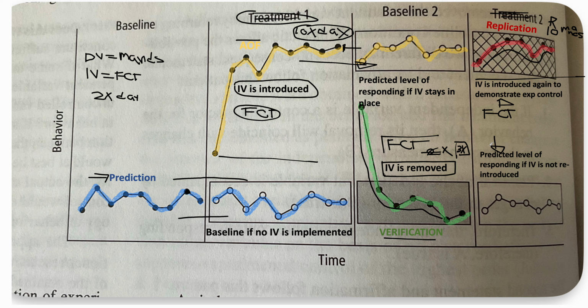And then the last thing here, this right here would be the predicted level of responding if we had just stayed here, like at the verification stage. Okay? So this is just basically like what would have happened if we had not introduced the intervention for the second time.